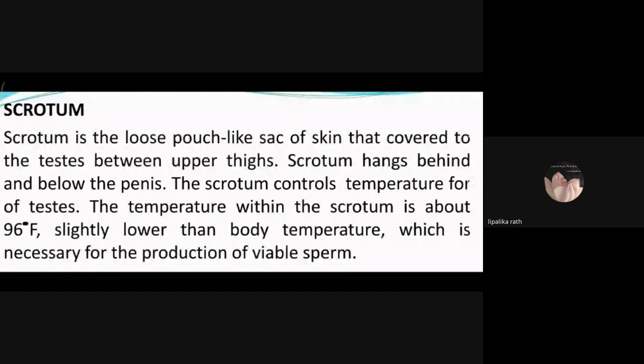The scrotum controls temperature for the testis. The temperature within the scrotum is about 96 degrees Fahrenheit, slightly lower than body temperature, which is necessary for the production of viable sperm. Okay, so the scrotum is located outside the body. This is the reason why it is located outside the body, because it needs a slightly lower temperature than body temperature to produce healthy sperm. That is why it is located outside the body. And what is the temperature? Approximately 96 degrees Fahrenheit.